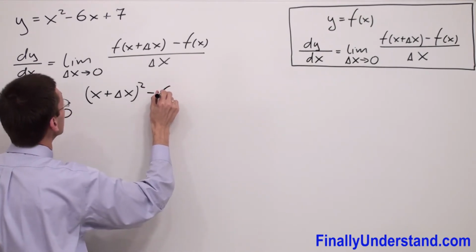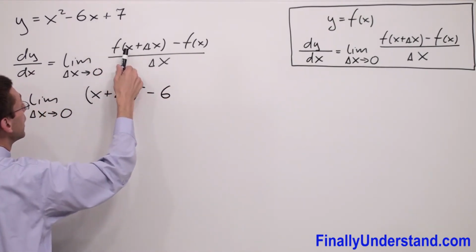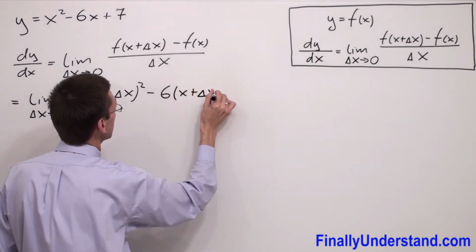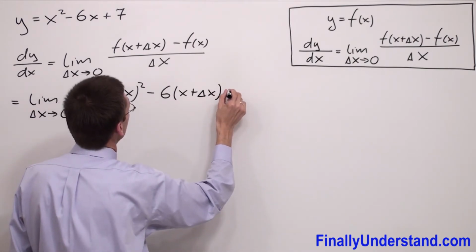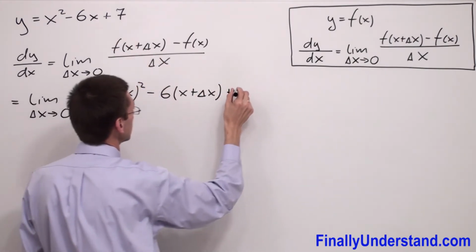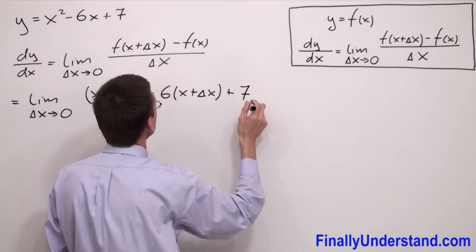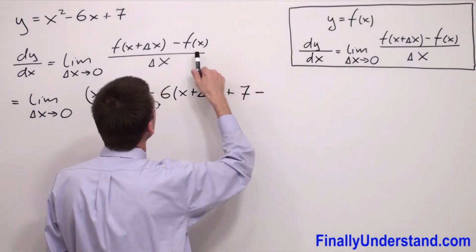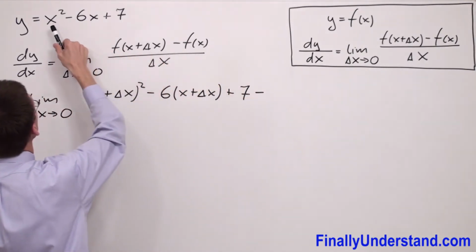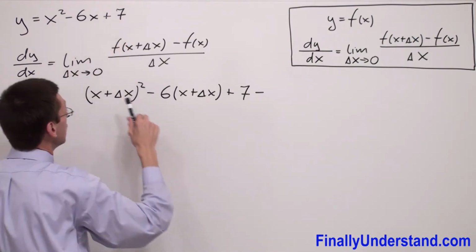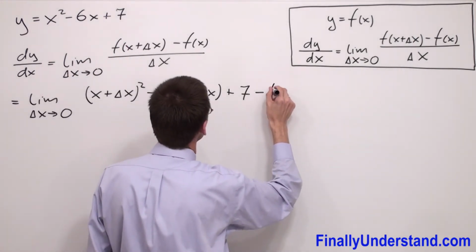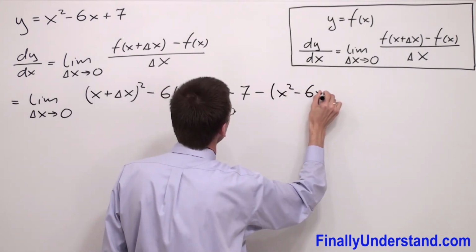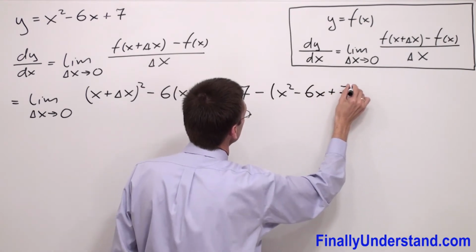Minus 6, and I have again x. I have to write again, instead of x, x plus delta x. Plus, you're supposed to copy down the constant, 7. Okay, we finished with this part of the formula. So I have minus f of x. Okay, so I'm supposed to copy down the whole original function. So write this in the parentheses. So I have x squared minus 6x plus 7.